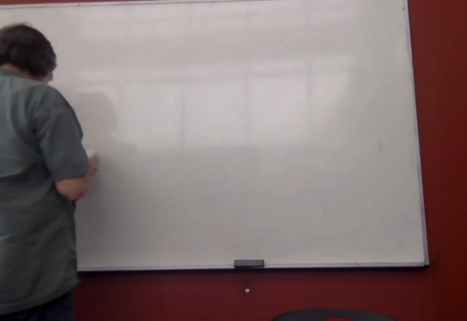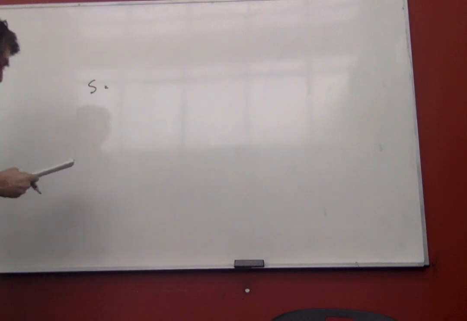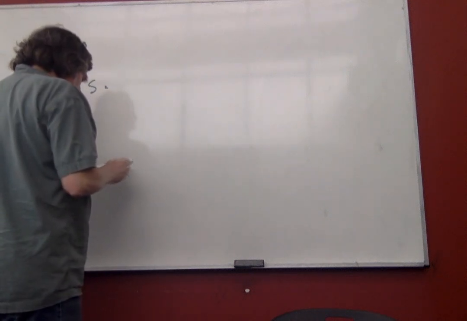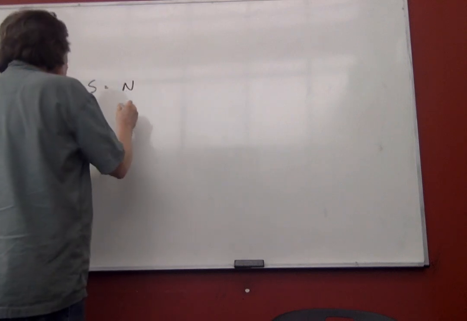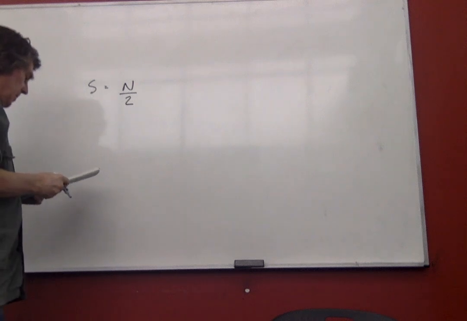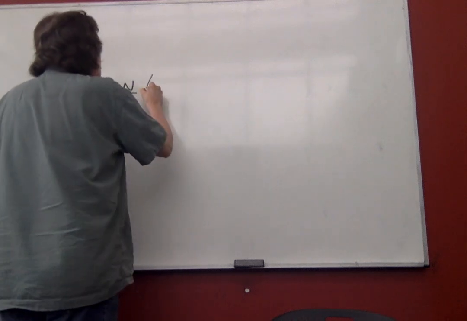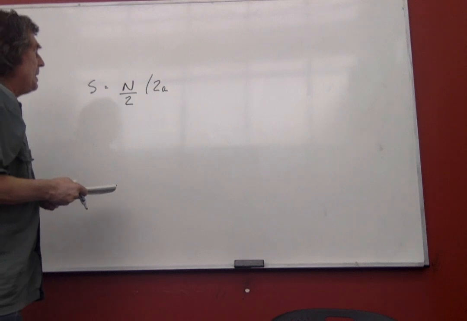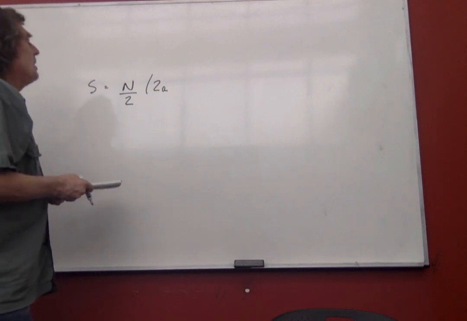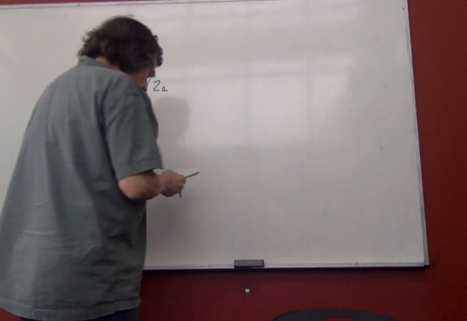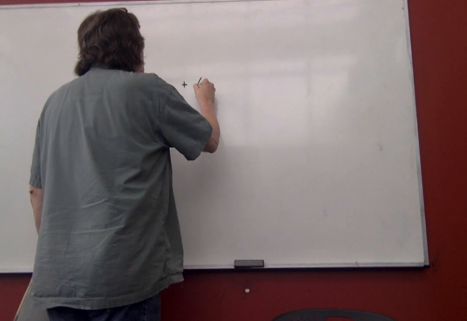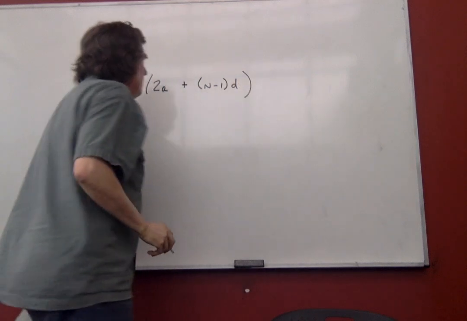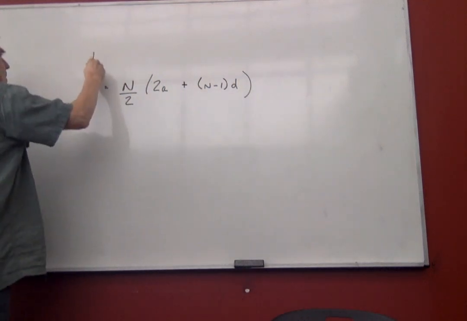is S, which stands for total duration, equals n over 2, times the quantity of 2a. And n, of course, is the number of sections, and a is the number of seconds the shortest section of your piece is going to be. And then plus the quantity of n minus 1, times d. Okay, so that's total duration.